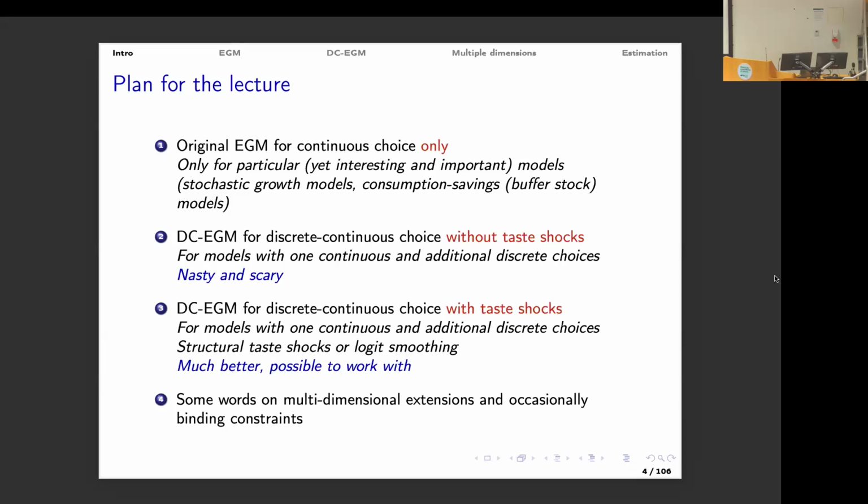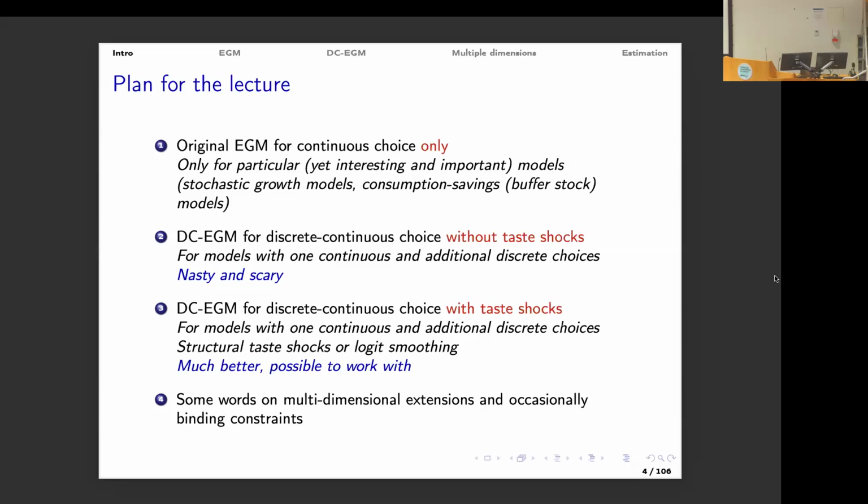Now, when we introduce discrete choices into this problem, things become nasty and scary, with all these discontinuities, accumulation of kinks, and all sorts of problems. And then we go to the standard theory of discrete choice. The idea was: can it help us in the numerical sense?